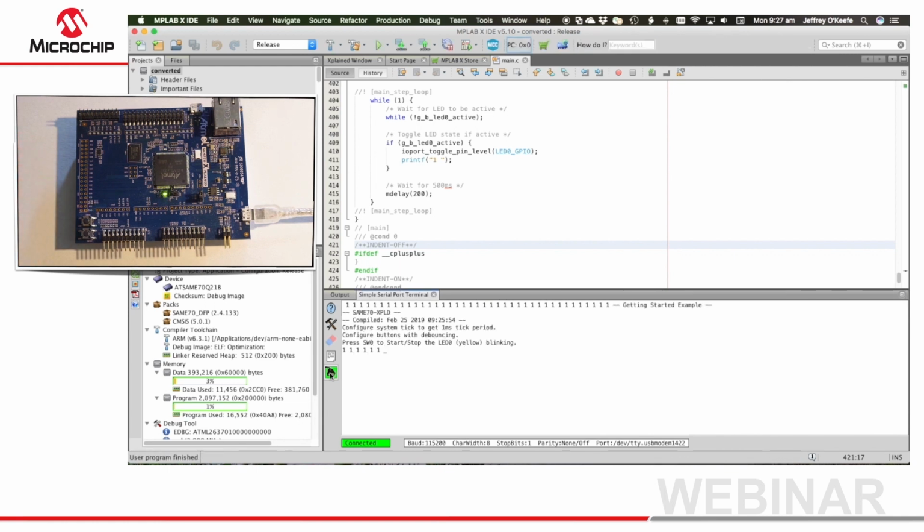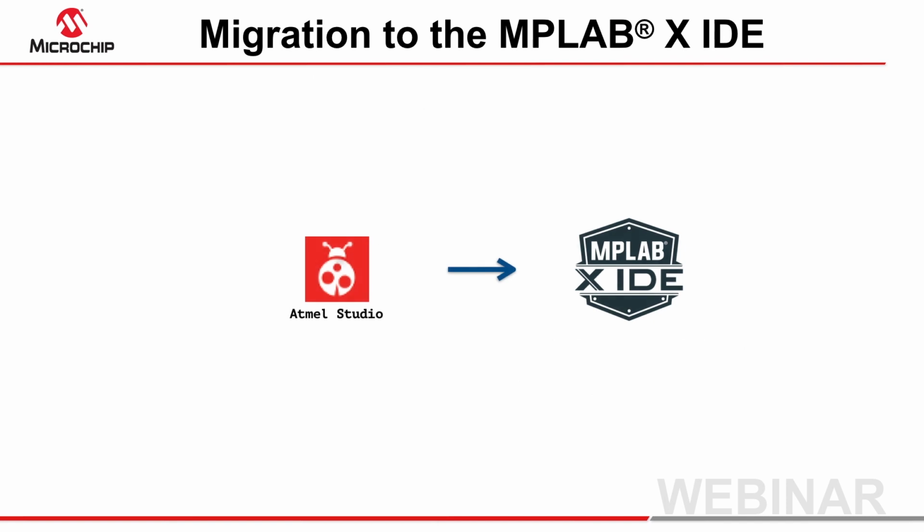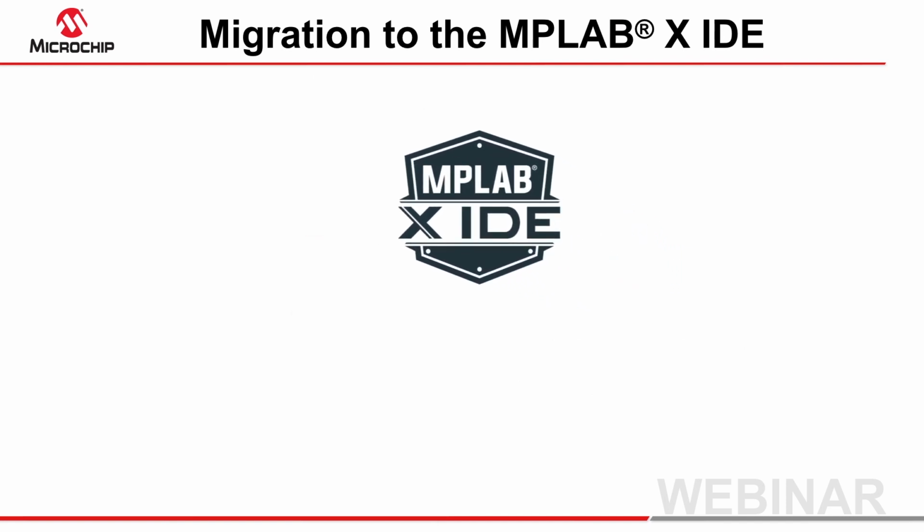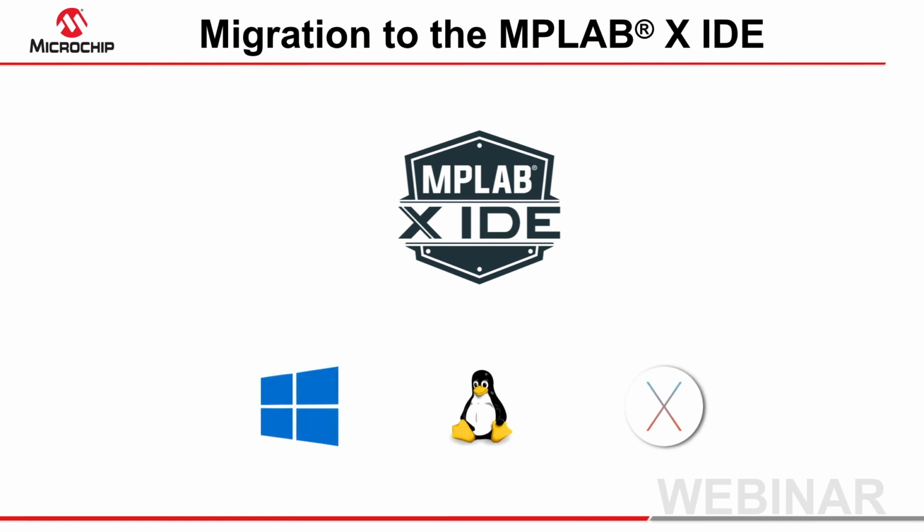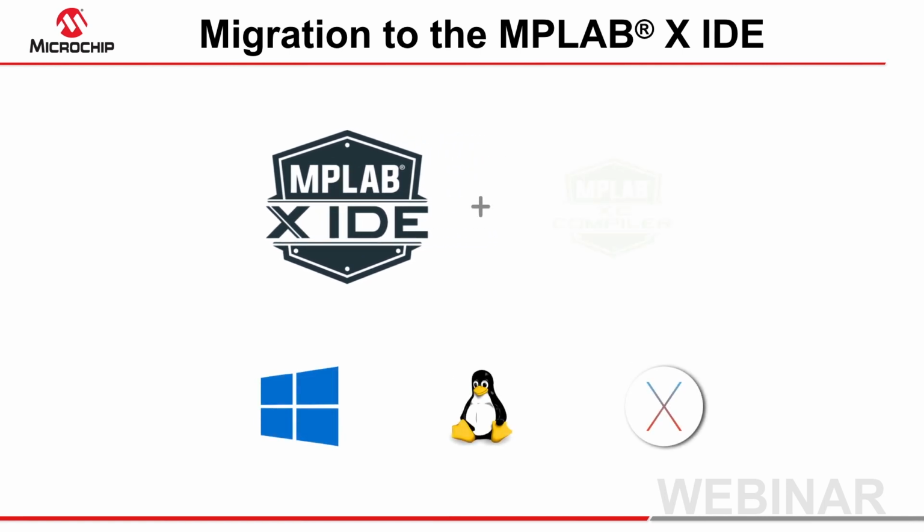With your project migrated, you can now continue its development under the MPLAB X IDE. The IDE and SAM compiler is available for Windows, Linux or Mac OS X. And in future releases of the MPLAB tools, you will also be able to select the MPLAB XC32 compiler for migrated SAM-based projects.